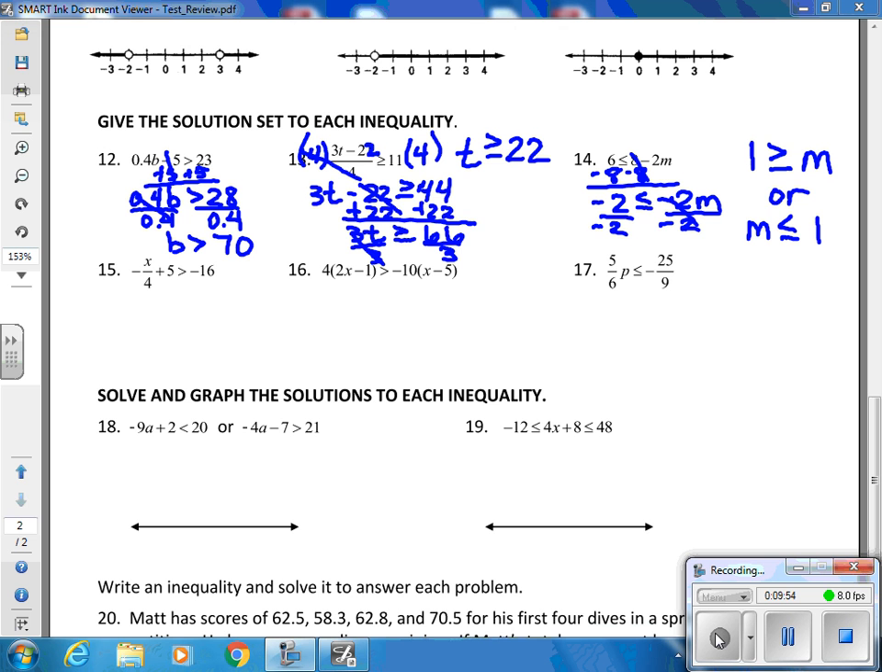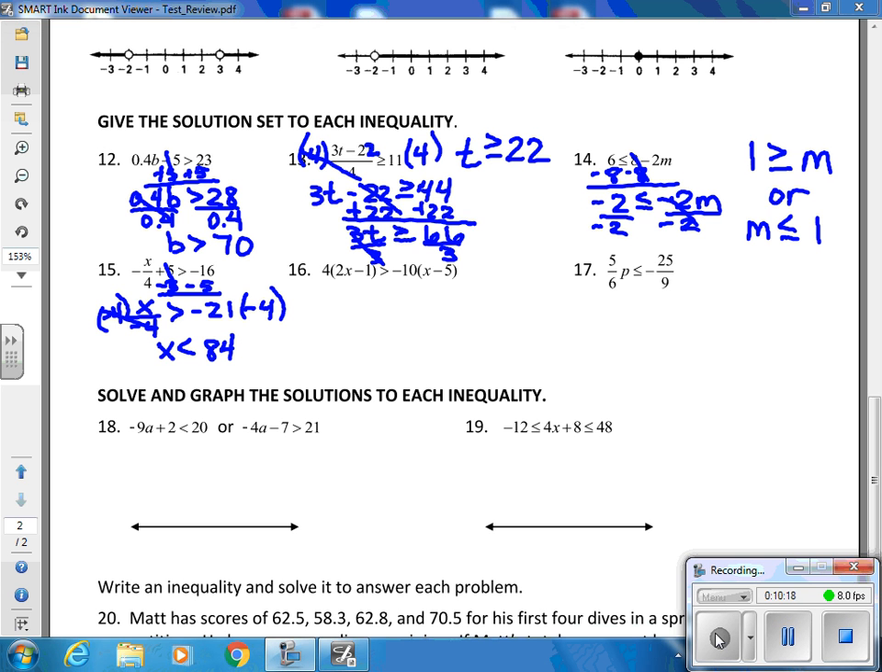For number 15, this is also a two-step problem, depending on how you look at it. If you subtract the 5 first, you've got x divided by -4 is greater than -21. To get rid of -4, you have to multiply by -4, which means you are going to have to flip the sign. Okay, so that gives you x is less than positive 84 as your answer.